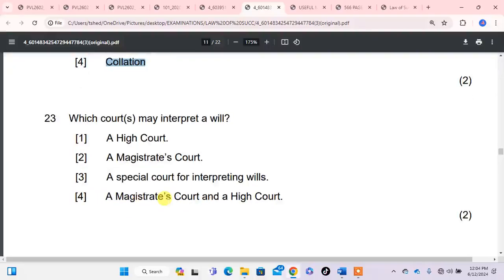Which court may interpret a will? We have already talked about the master's court. Did we talk about the magistrate's court? Did we talk about the master's court? The master's court is in the high court. Therefore, the court that can interpret the will would be the high court. This was a straightforward question. I don't want to waste our time with this question.